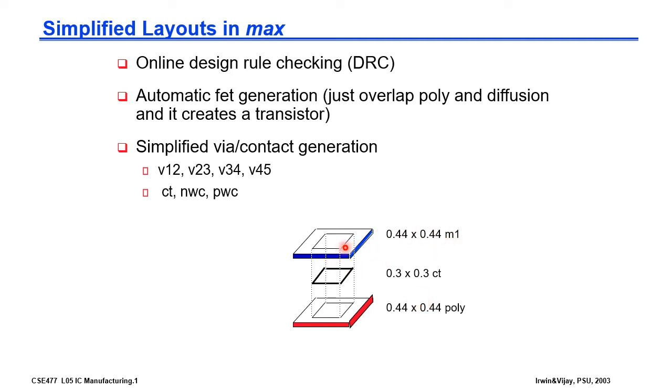So let's say 0.18, they have like 0.44 by this 0.44. So you need to have this metal 0.44. But in the middle here, the contact should be at least 0.3 by 0.3. And the polysilicon should have this 0.44 by this 0.44, so that you observe the design rule check. It is automatic, you just need to click and then it will show whether you have an error or not.